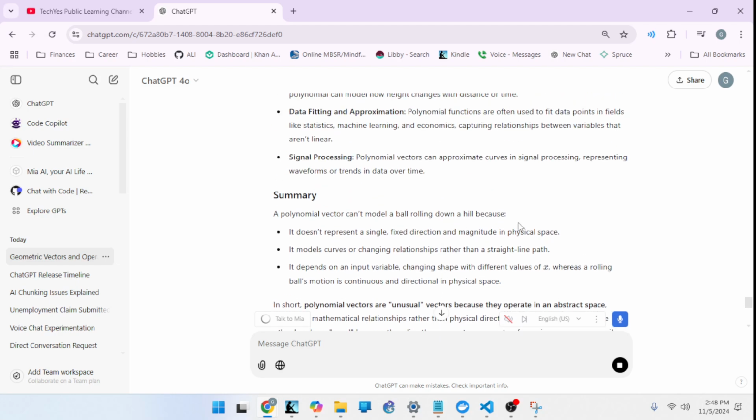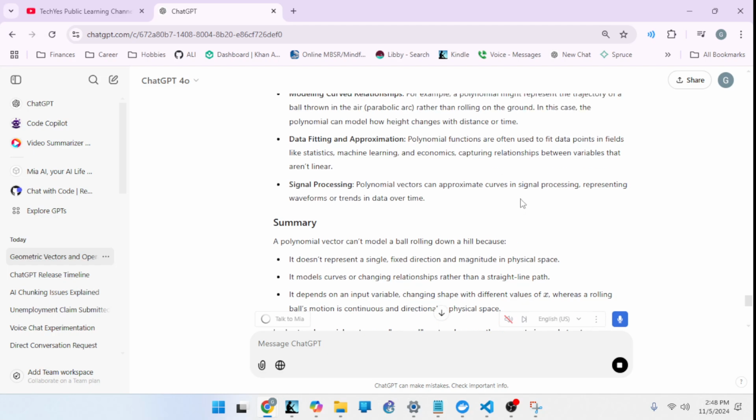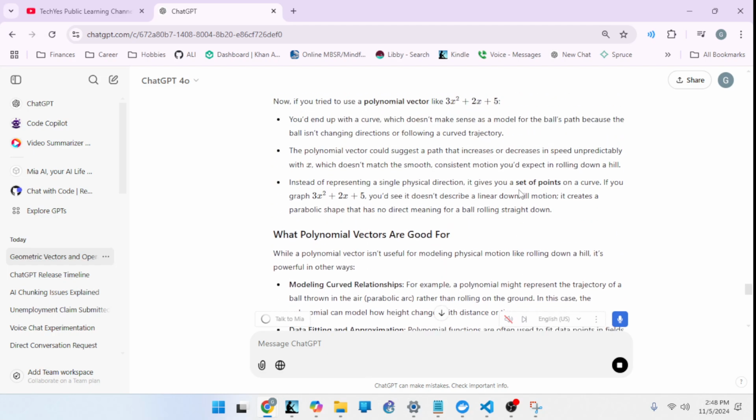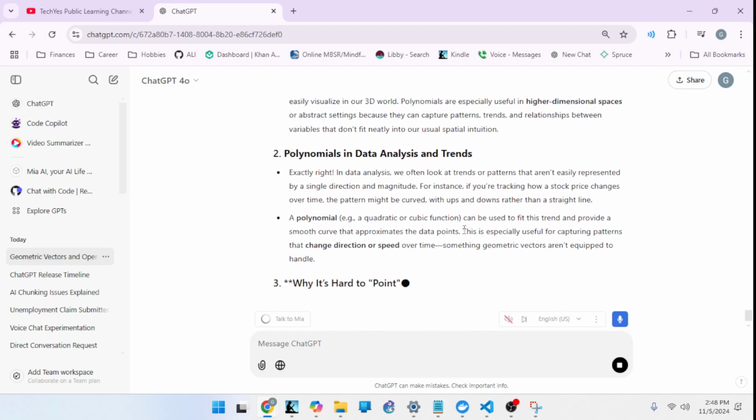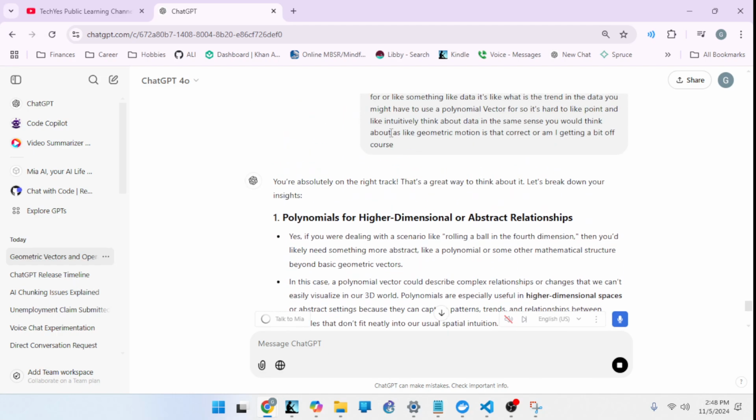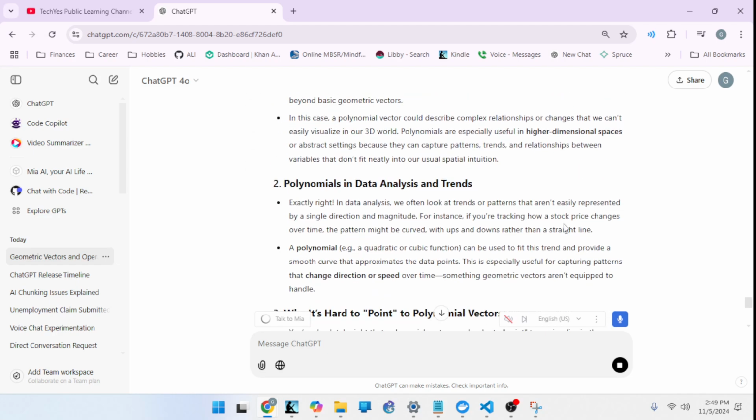Yeah, so they're abstractions. Yeah, I got it. So I'm on the right track. So if you're dealing with rolling a ball in the 4th dimension, then you'd likely need a polynomial or some other mathematical structure that is not as intuitive. That is pretty unusual.